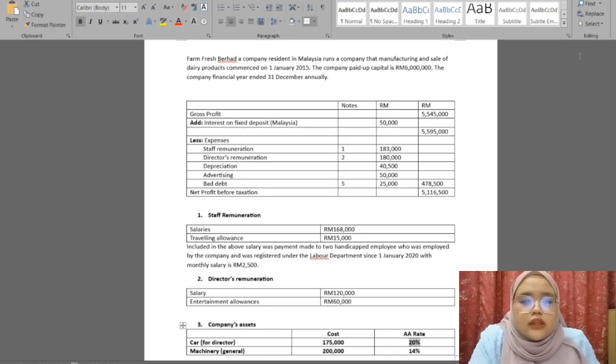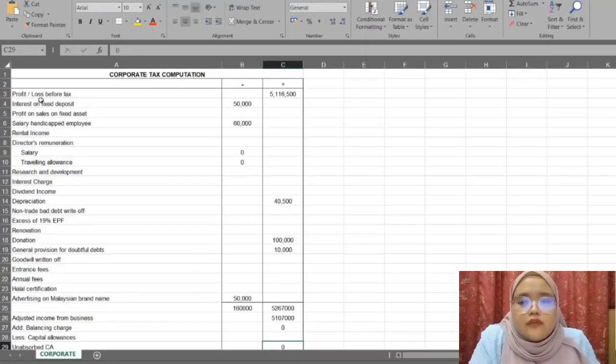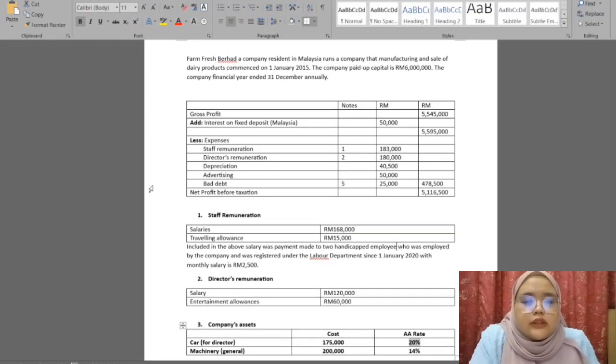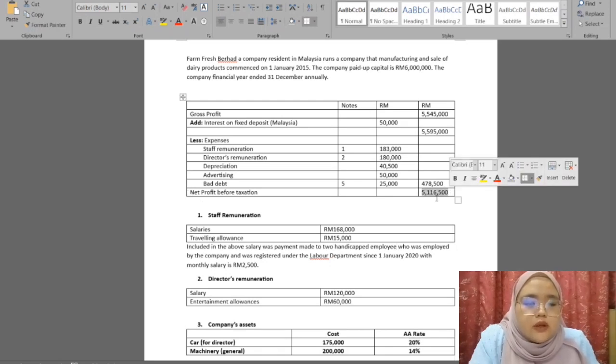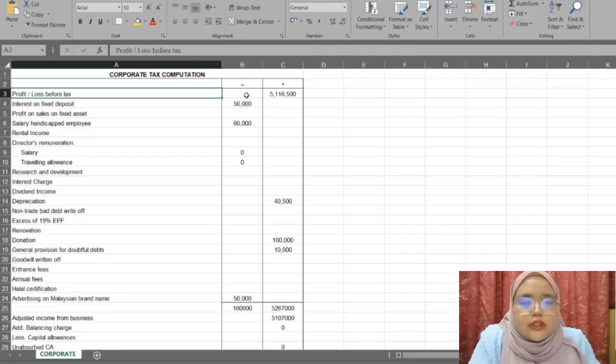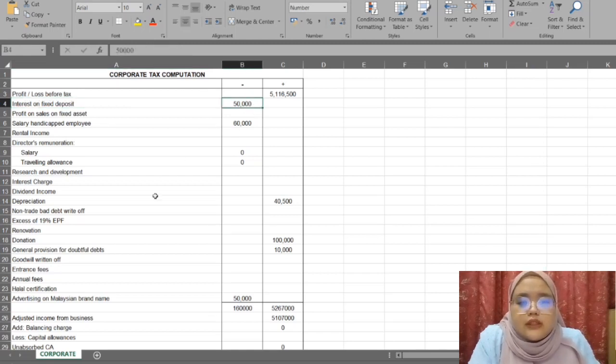So to do the tax computation, it starts with profit or loss before tax. Profit or loss before tax we can get from the situation, where the net profit before taxation amounted to 5,160,500 ringgit. So we take this amount and put it here, and next we proceed with interest on deposit. For interest on fixed deposit in Malaysia, we need to deduct it from the tax computation, amounting to 50,000 ringgit.